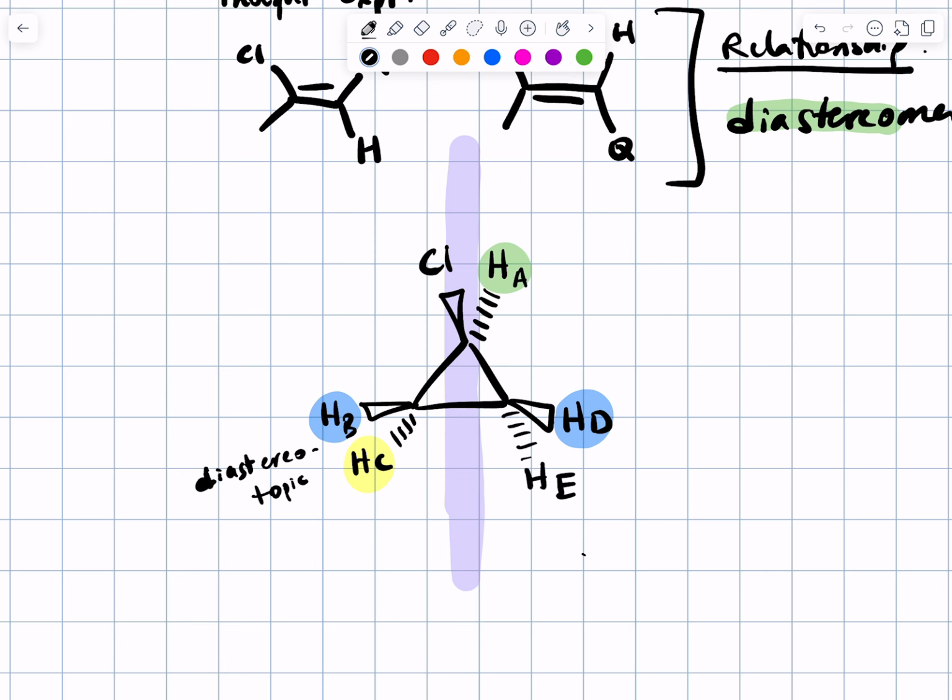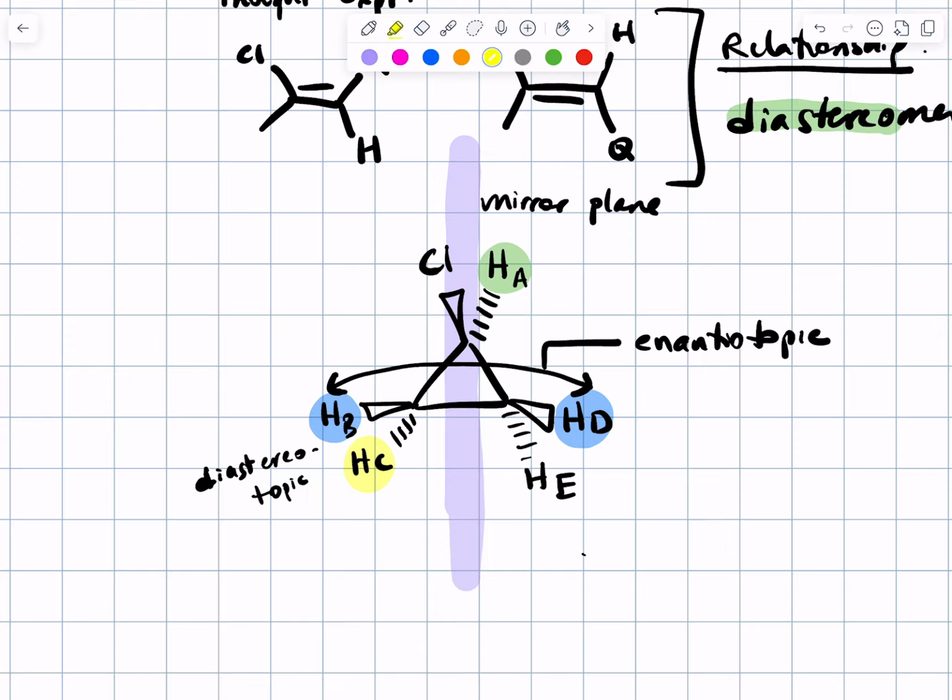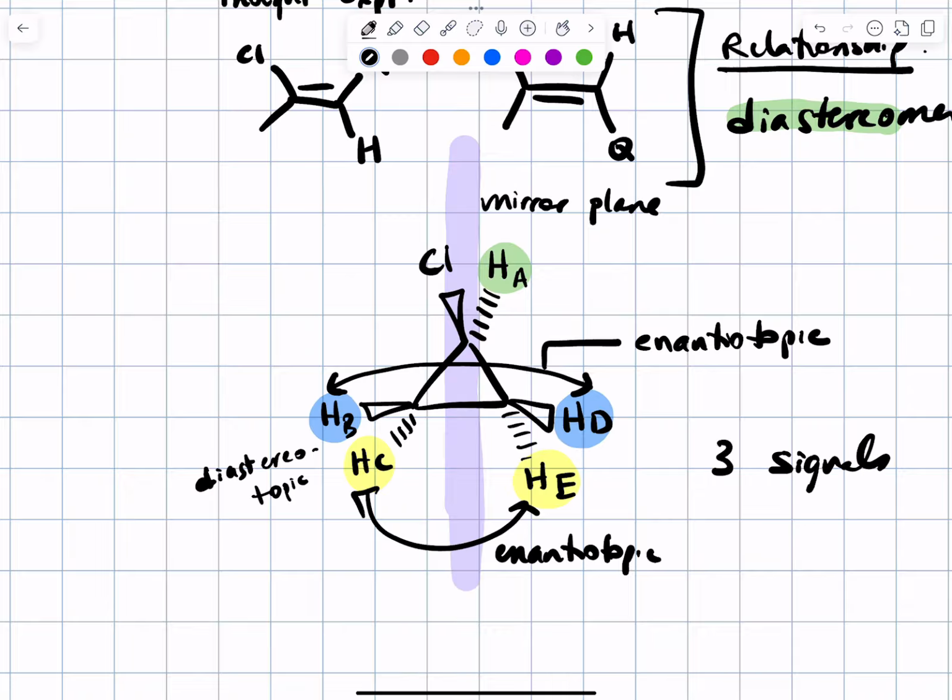So by mirror symmetry, HB and HD are equivalent to each other. That makes them what kind of topic? Enantiotopic for the mirror, not the axis. Enantiotopic. And then HC and HE are also enantiotopic. So we expect three signals. B and D are enantiotopic, C and E are enantiotopic.